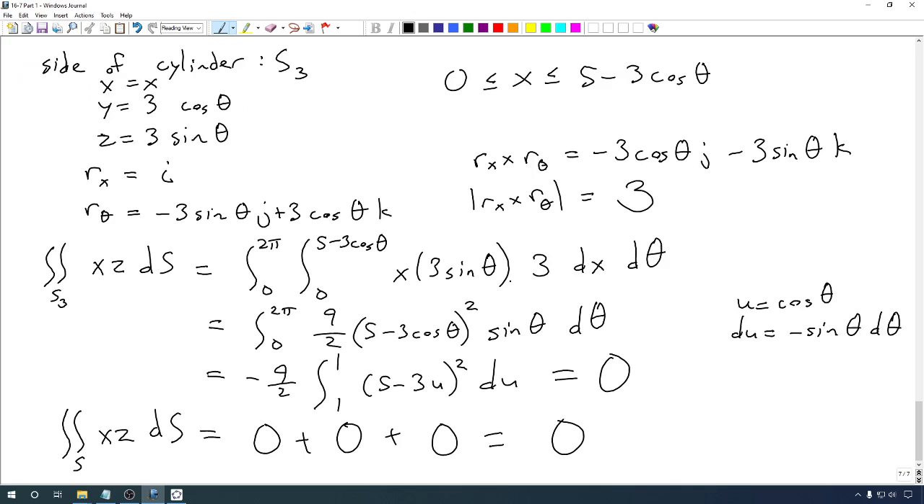Alright, in the next video, we're going to start trying to talk about integrals of vector fields over surfaces. And yeah, that's what we're going to try to do in the next video. Meet me in that one.